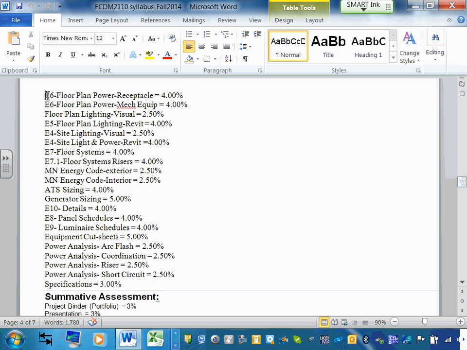So when I say, Tony, my friend, when I say E6 floor plan power receptacle, when you're done with it, I'll give you 10 out of 10. That counts as 4%. And the way we do this assignment, guys, you do it, and you and I will redline it. I'll send it to you to correct. When you correct it, you bring it back to me, and I'll give you the grade. Typically, if you corrected it after I looked at it, you'll get 10 out of 10. So it's really not hard to get the full assignment.